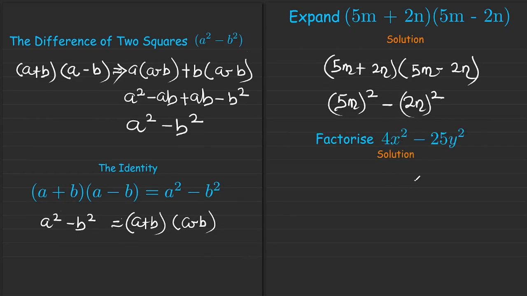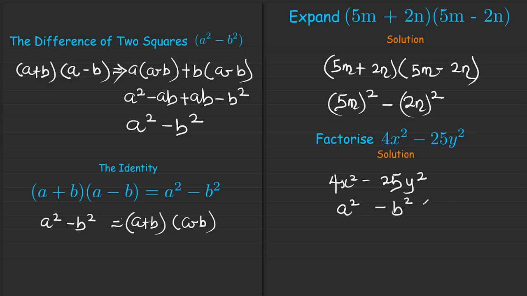Let's look at this last question here. That also applies the difference of two squares. So we have 4x squared minus 25y squared. Now we can only apply the difference of two squares if you actually have a first term squared, then a second term squared. But looking at what we have here, it is only the variables that are squared. So we'll have to rewrite it so that it looks like a squared minus b squared.